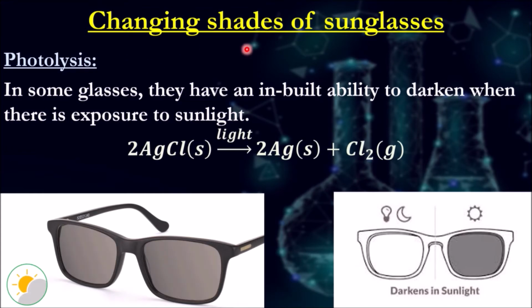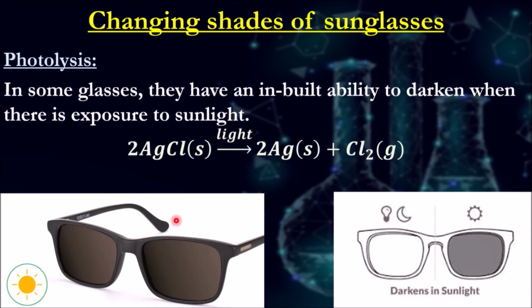We have another one, which is this one here. Don't know if many of you use these or know of this, but if you're wearing glasses and they turn darker when you expose them to the sun. Now this is a really special type of decomposition reaction. It's called photolysis. So it's a chemical known as silver chloride. This breaks down into silver and chlorine only when exposed to light.